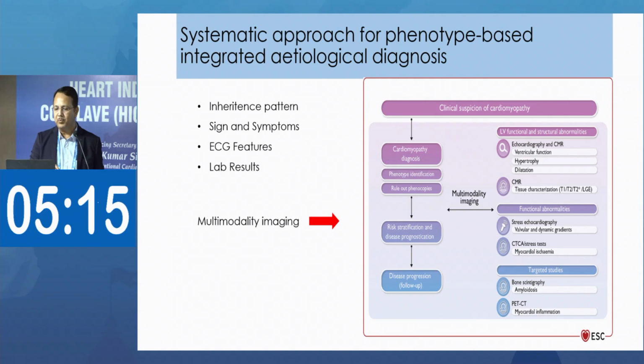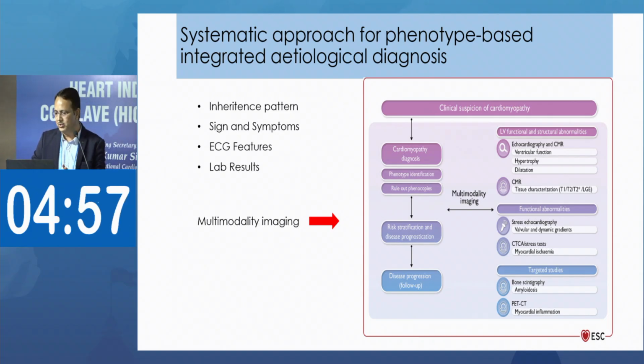So a systemic approach for phenotype-based integrated etiological diagnosis, multimodality imaging. So it includes all. First and foremost is clinical detailed history, then echocardiography, and then for tissue characterization, cardiac MRI. Sometimes you may use CT or PET scan for diagnosis of different storage diseases.